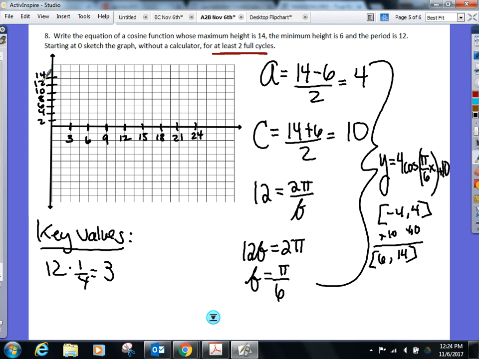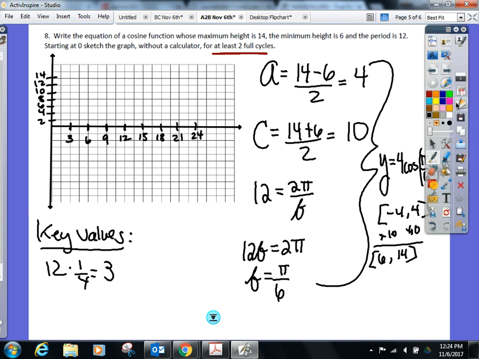So I'm just going to graph it then, if you don't want to do the pre-shift. This is a cosine curve, right? Cosine starts where? Okay, it starts at 1. Start thinking about what's another name for 1. It starts at its maximum. So this graph is going to start at its maximum, which we decided was 14.